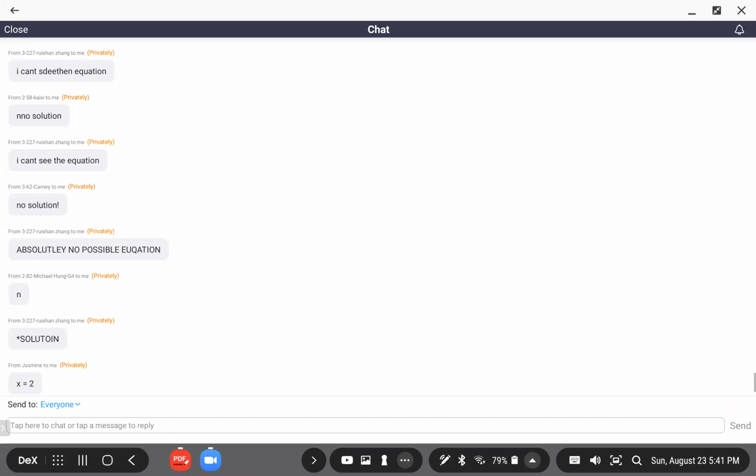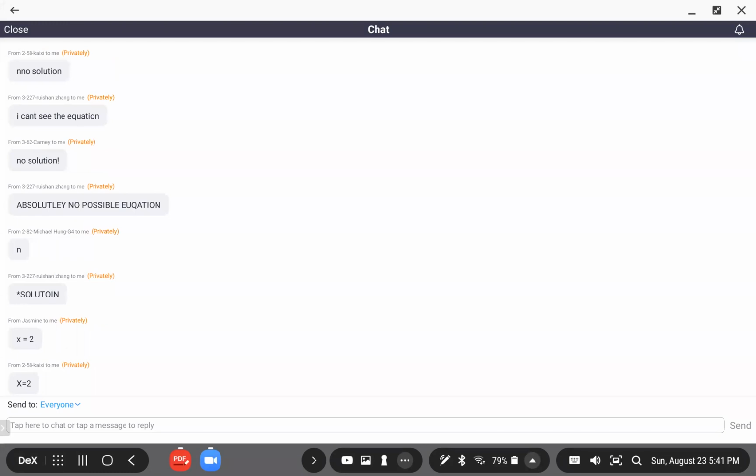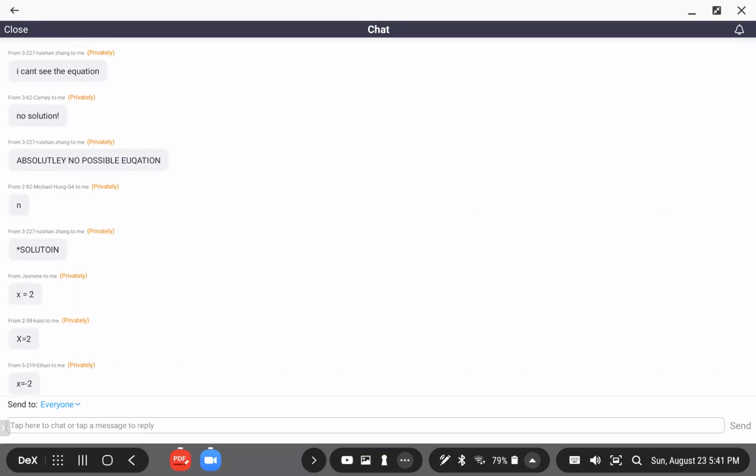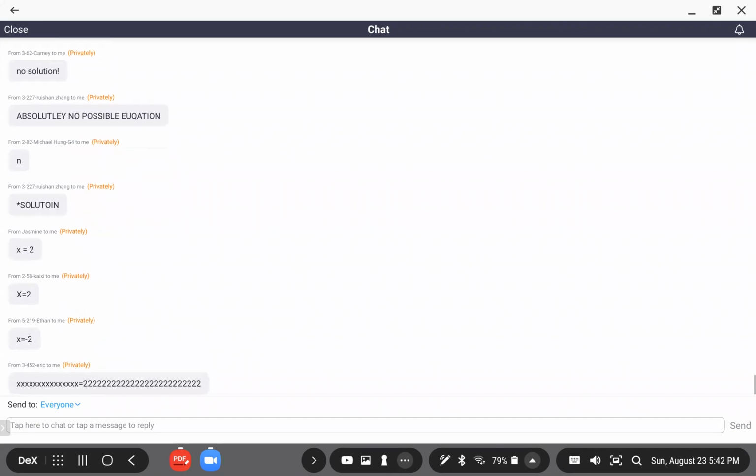Okay, so Jasmine says x equals 2 on this one. Okay? Kai Xi also says x equals 2. And then Ethan says x equals negative 2. Eric says x equals 2. And then who else?